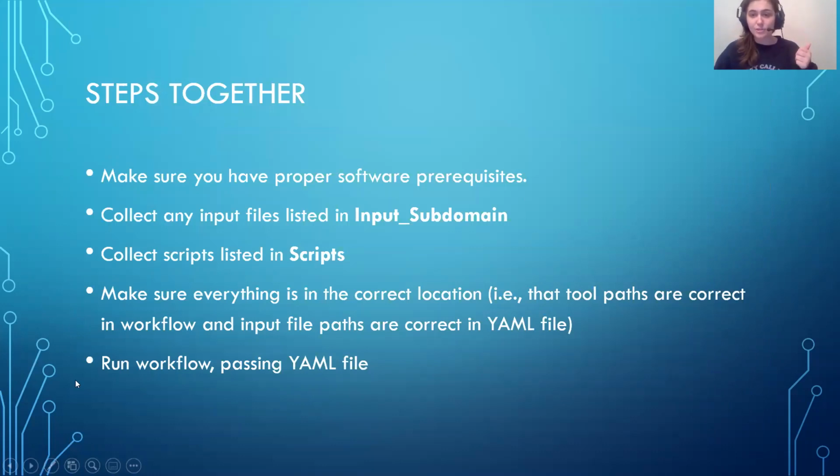Okay, so the steps together. Make sure you have the proper software prerequisites, collect any input files listed in input subdomain, collect any of the scripts listed in scripts, make sure everything is in the correct location. So tools need to be correctly referenced in the workflow, the correct path, and input files need to be correctly referenced in the YAML file so it can find what you're referring to. And then at this stage, you can just run the workflow passing the YAML file.